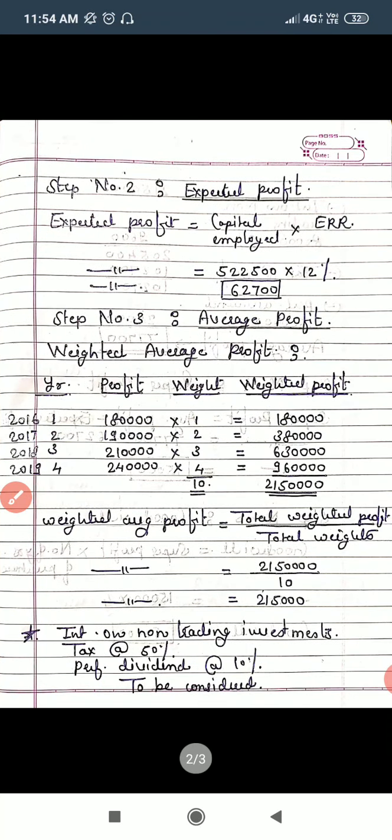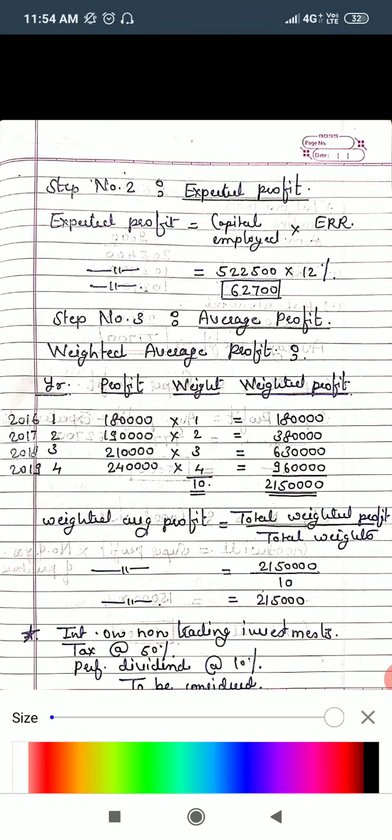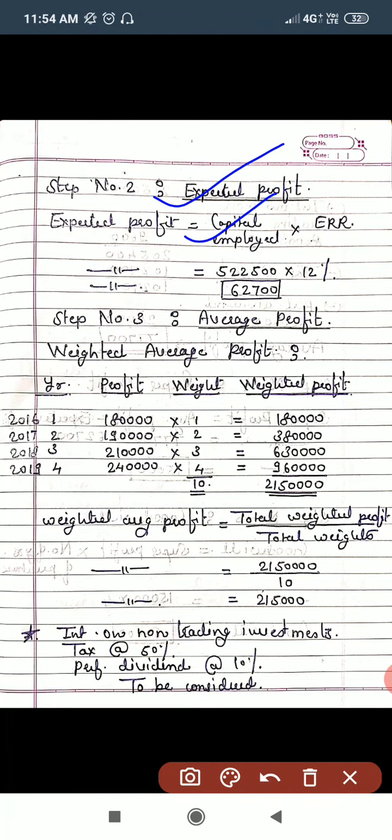Now we are starting step number 2. Here is our expected profit. How will you calculate? Capital employed into expected rate of return. Capital employed we have calculated in step number 1, 5,22,500, into the expected rate of return, which is there in your sum, instruction number 3, 12%. If you calculate this, you will get the expected profit of rupees 62,700, and here we are completing step number 2.